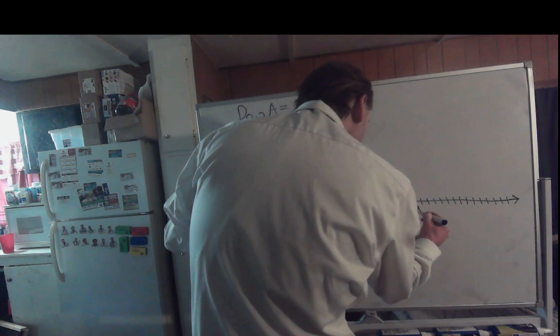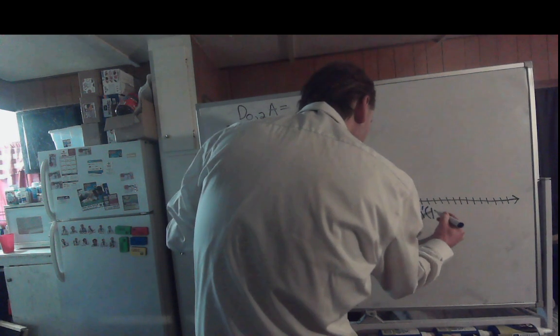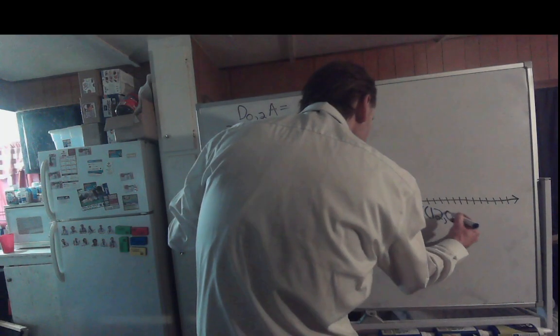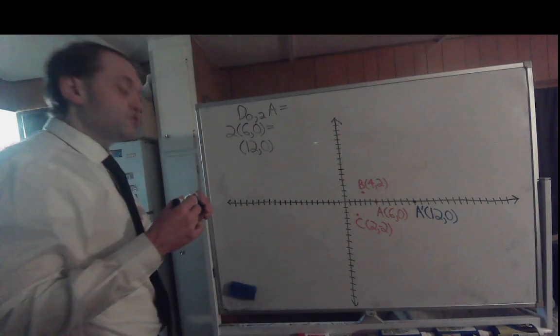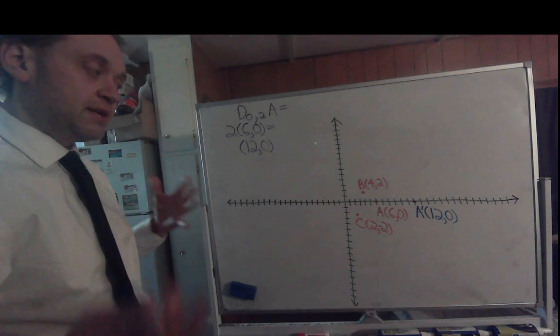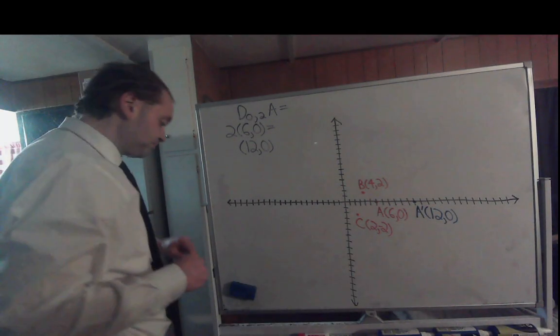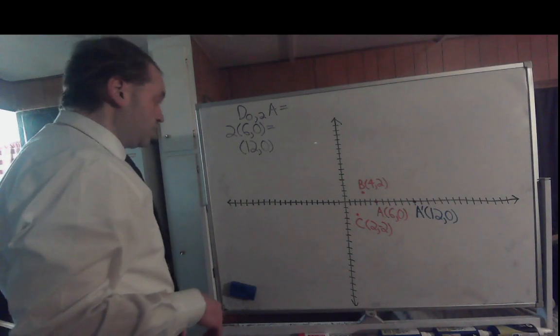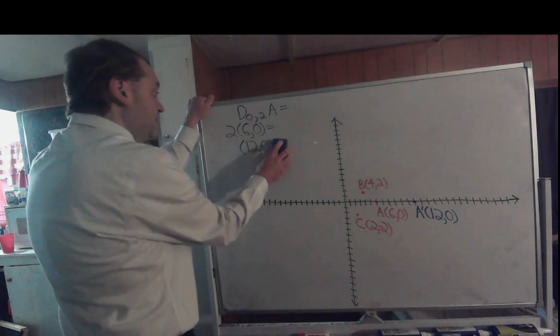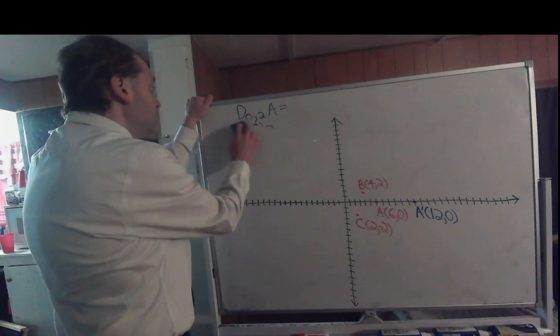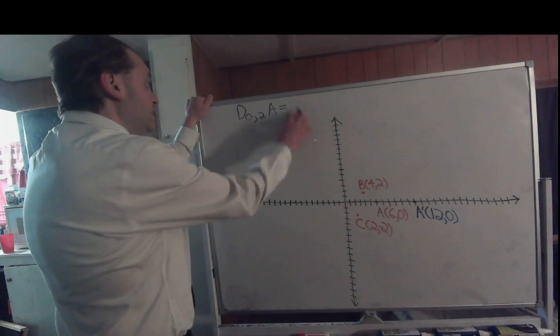So A prime would be at 12, 0 by the given dilation. It's a lot like vector scalar multiplication, pretty much the same idea. Alright, now let's do this with B. This time we'll do it with point B.